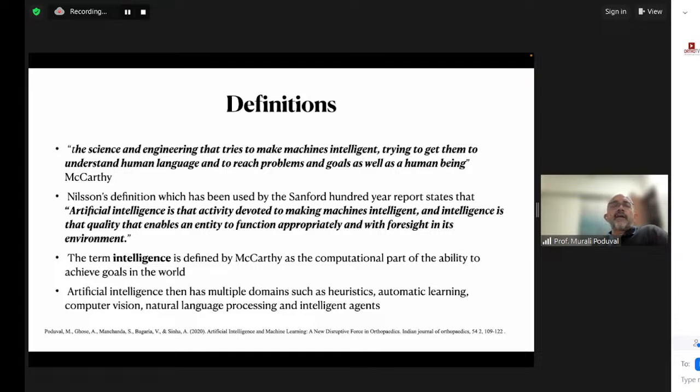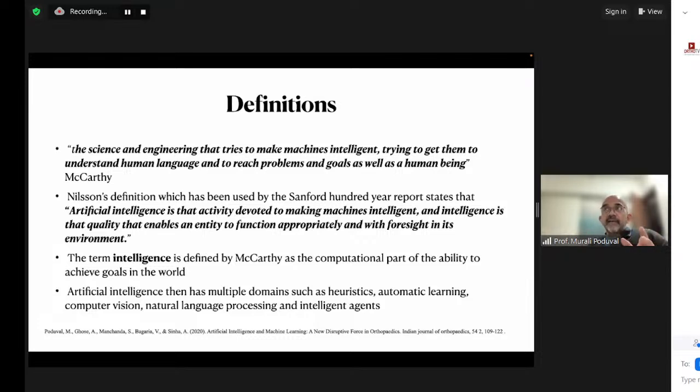Now, how do we define AI? It's the science and engineering that tries to make machines intelligent, to understand human language, to reach problems and goals as well as a human being, is what McCarthy said. John McCarthy back in 1955 said that. But what is mentioned in the Stanford 100-year report is a definition by Nilsson, which says that artificial intelligence is that activity devoted to making machines intelligent, and intelligence is that quality that enables an entity to function appropriately and with foresight in its environment. And intelligence is defined by McCarthy as the computational part of the ability to achieve goals in the world.